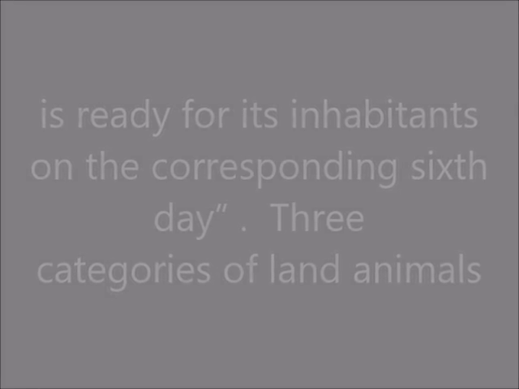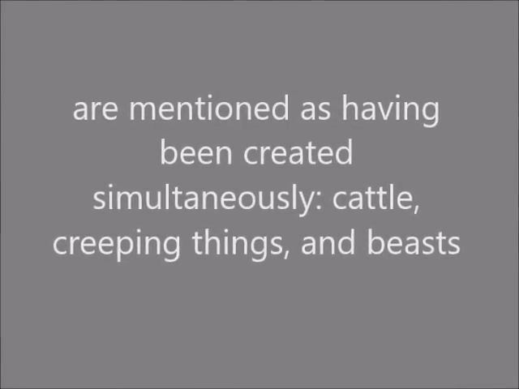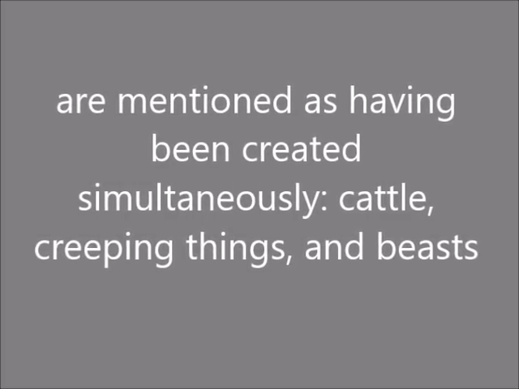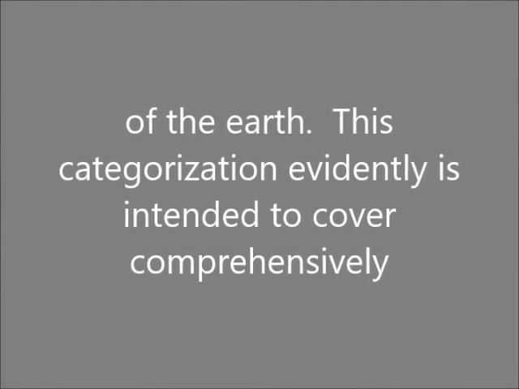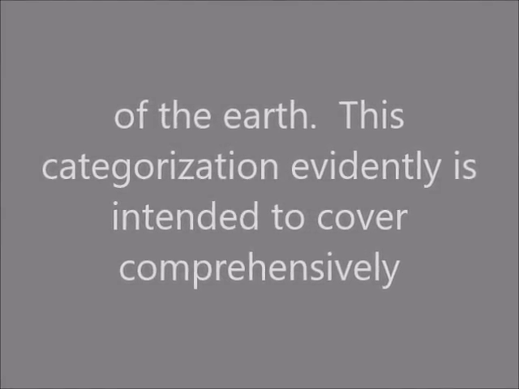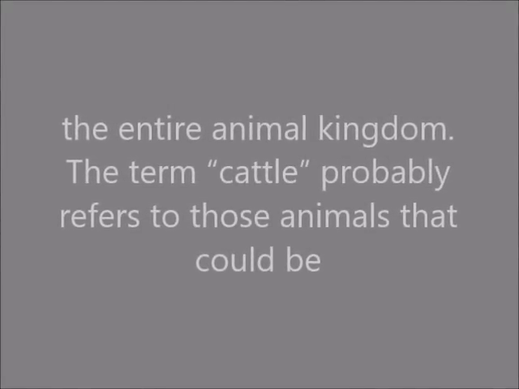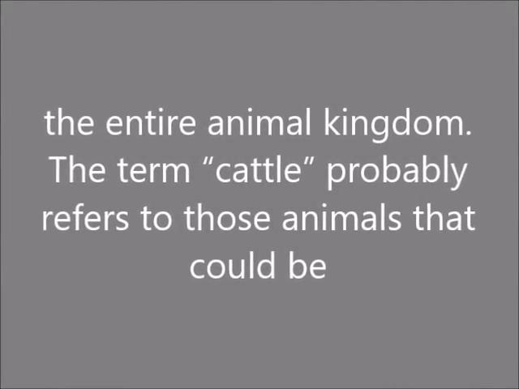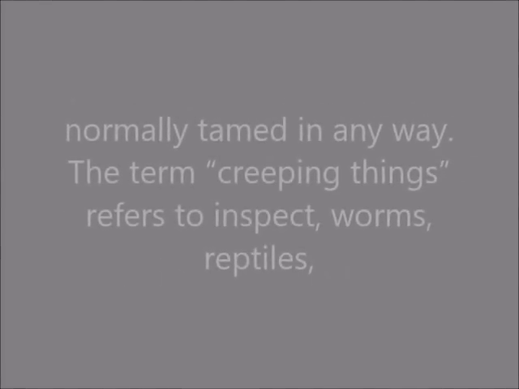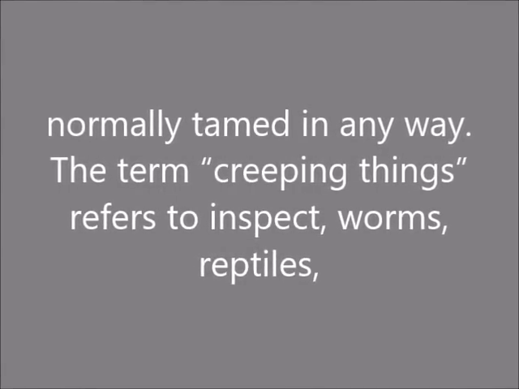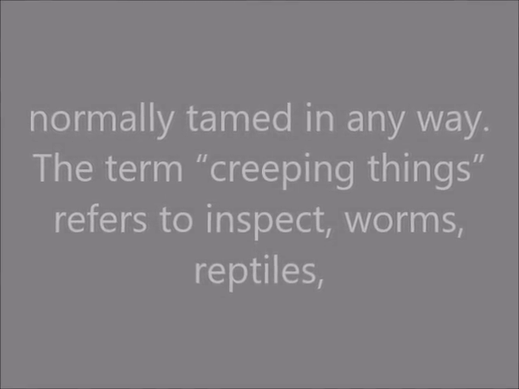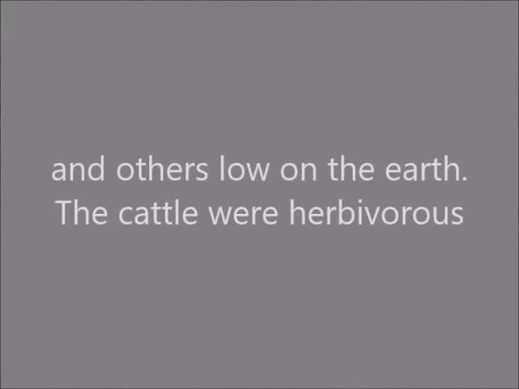Three categories of land animals are mentioned as having been created simultaneously: cattle, creeping things, and beasts of the earth. This categorization eventually is intended to cover comprehensively the entire animal kingdom. The term cattle probably refers to those animals that could be domesticated, while the term beast of the earth probably refers to large wild animals not normally tamed in any way. The term creeping things refers to insects, worms, reptiles, and others low on the earth.